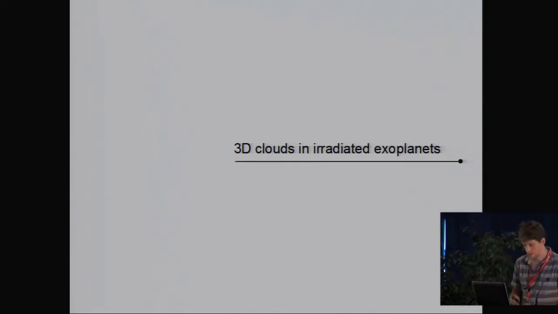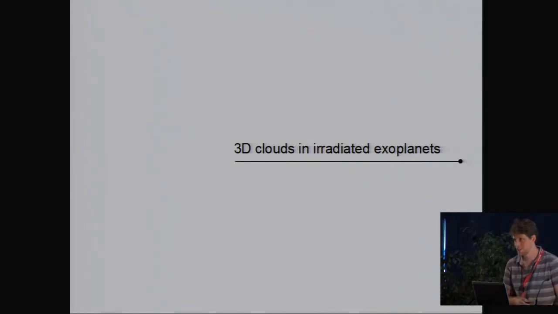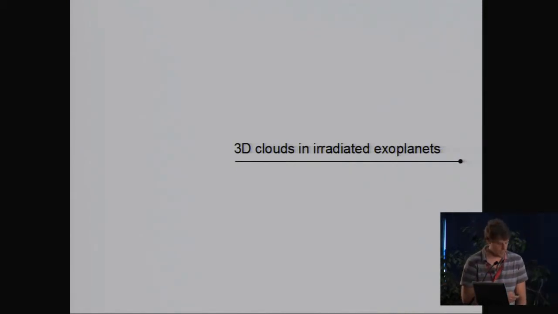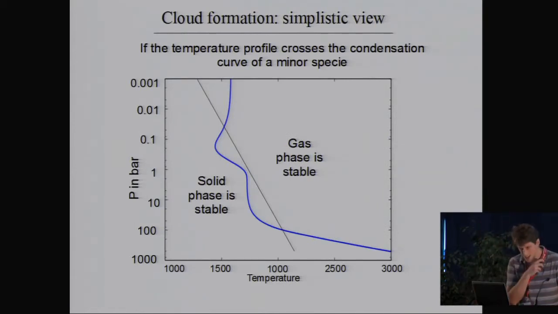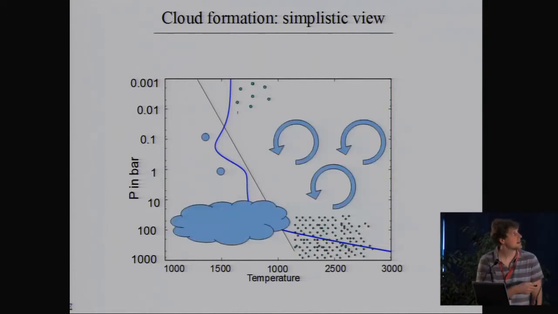As you've seen in the talks of Kevin, clouds seem to be everywhere in hot Jupiters for the moment. Many hot Jupiters show cloud patterns. Let's discuss a very simplistic view of cloud formation. Imagine a pressure temperature profile of a typical hot Jupiter. Here you have the top of the atmosphere, the bottom of the atmosphere, and this is the condensation curve of minor species in the atmosphere. Here the solid phase is stable, here the gas phase is stable. So what should happen here?